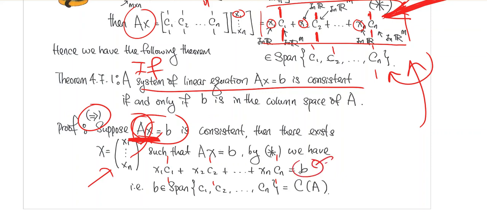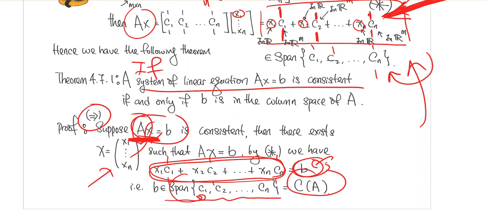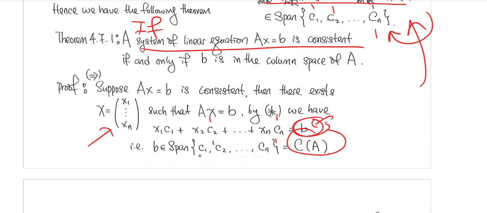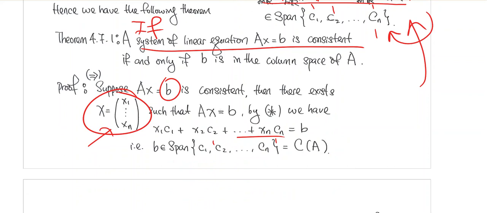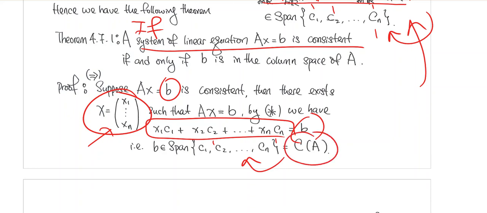That means that your b, which is written as a linear combination of the column vectors, is in the span of it. So b is actually an element of the span of the column vectors, which is known as the column space of A. So what it says is that if Ax equal to b has a solution, and the solution is this one, then your b can be written as a linear combination of the column vectors. Hence, by definition, your b is in the span of the column vectors, which by definition is called the column space of A. So we are done. If the system has a solution, then b is in the column space of A.